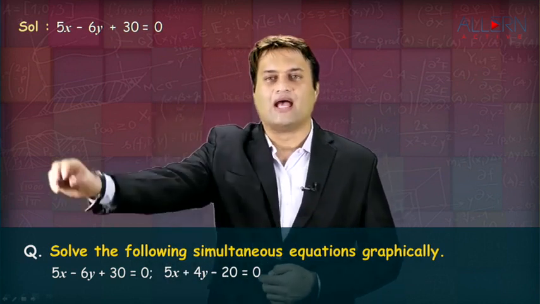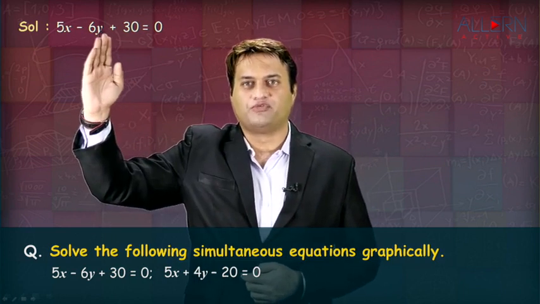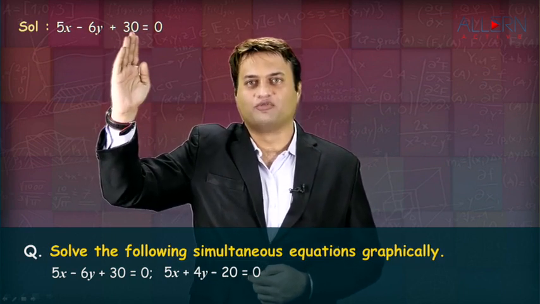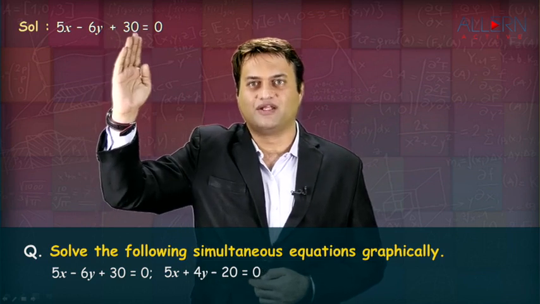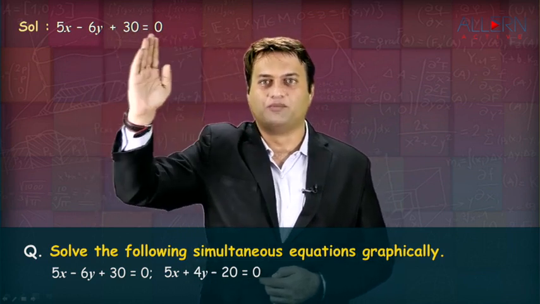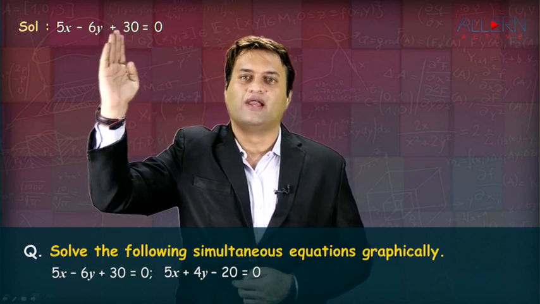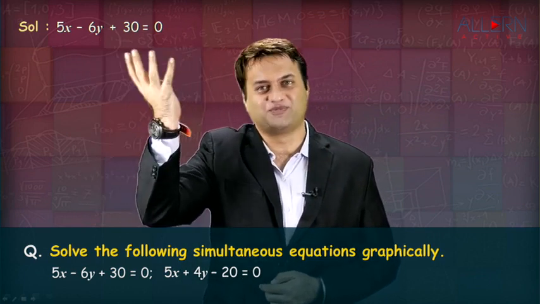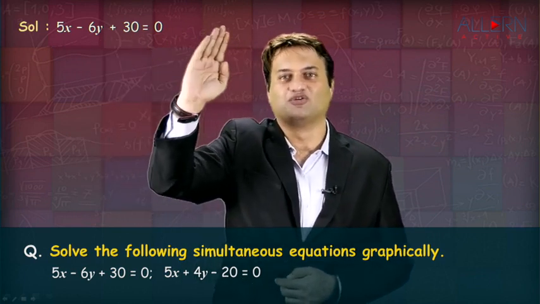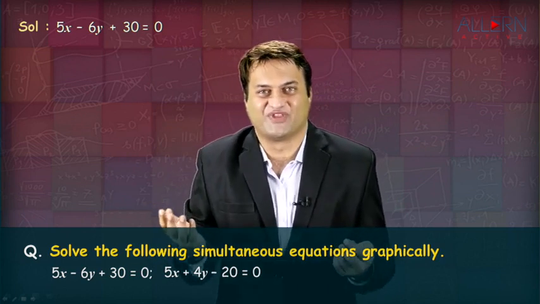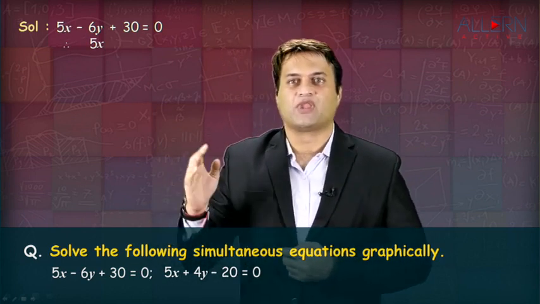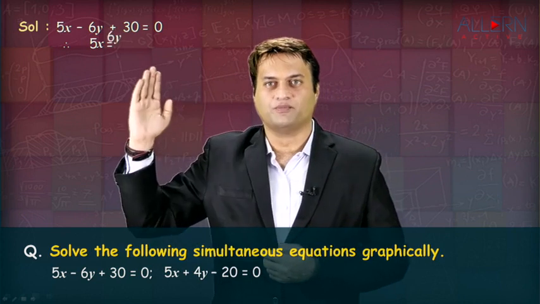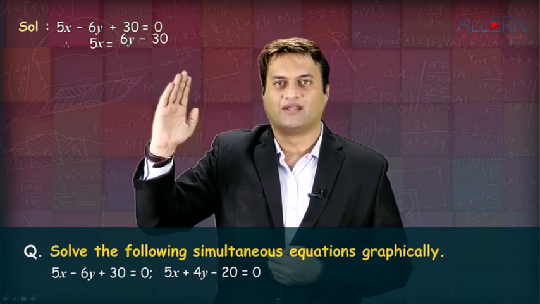As we all know, the bigger coefficient variable should be along with the constant. So 6y and 30 should be together on one side, and because it is minus 6y, let us shift it to the other side so that it becomes plus 6y, and 30 also to the other side so that it becomes minus 30, right? So what we get is 5x is equal to 6y minus 30.